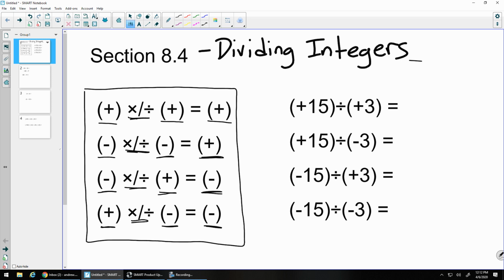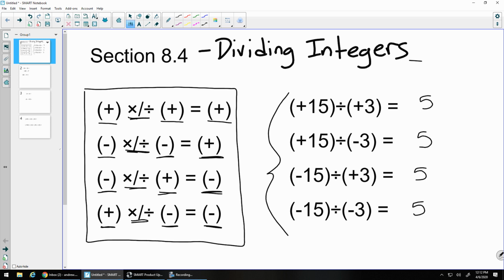Okay, so looking at that, we can have these four problems here, and they're all 15 divided by 3. And so we know the absolute value, we're always going to be doing 15 divided by 3, which we know is 5. So it's 5, 5, 5, 5. The absolute value, which means the answer not looking at positives and negatives, is 5 for all of them. Now we just need to figure out what the sign is.